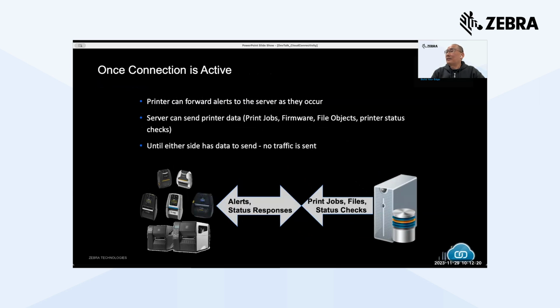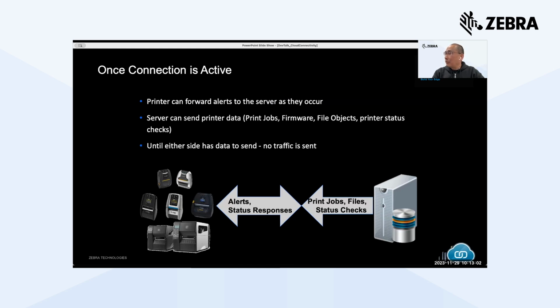Okay, so once the connection is active, you can also configure the printer to send alerts back to your server. That way you can monitor the status of the printer, such as printer head open or printer out of media. Those kinds of alerts will be sent back to your server through the web link you configured on the printer. So that's the way you monitor the printer status. And you can also send the print job. And you can actively query for the printer status instead of just monitoring the alerts.